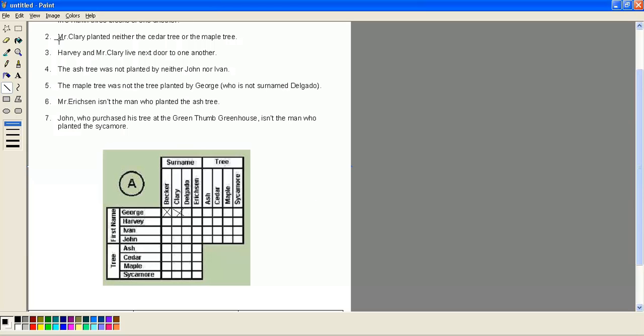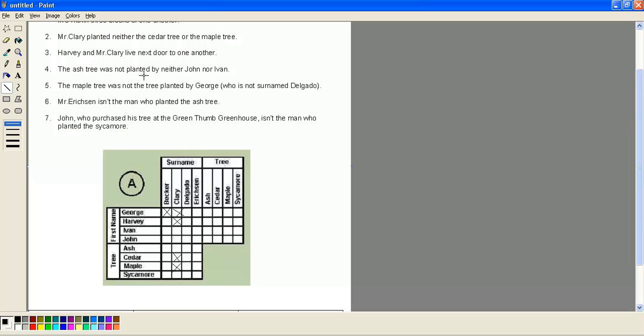The second clue tells me that Mr. Clary did not plant the cedar tree or the maple tree. So similarly, I can go to Clary and put an X along with cedar and maple. The third clue says that Harvey and Mr. Clary live next door to one another. So again, they can't possibly be the same person. So Harvey is not Mr. Clary.